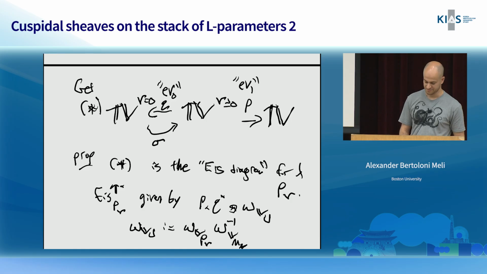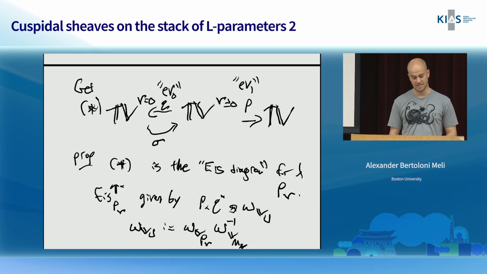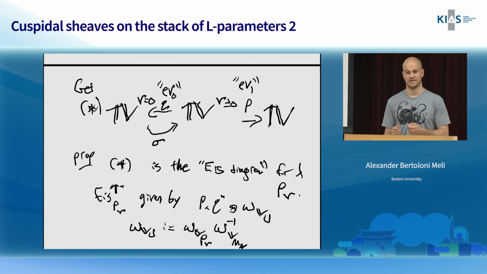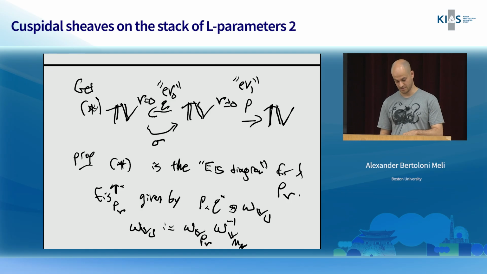It is this. You can take the Vogel stack for the parabolic and the Vogel stack for the Levi. Each of these has a dualizing sheaf, and they turn out to be line bundles, and it's the tensor product of one of them with the inverse of the other. So I'm denoting it V U, so it's kind of like the Vogel stack for the unipotent radical.